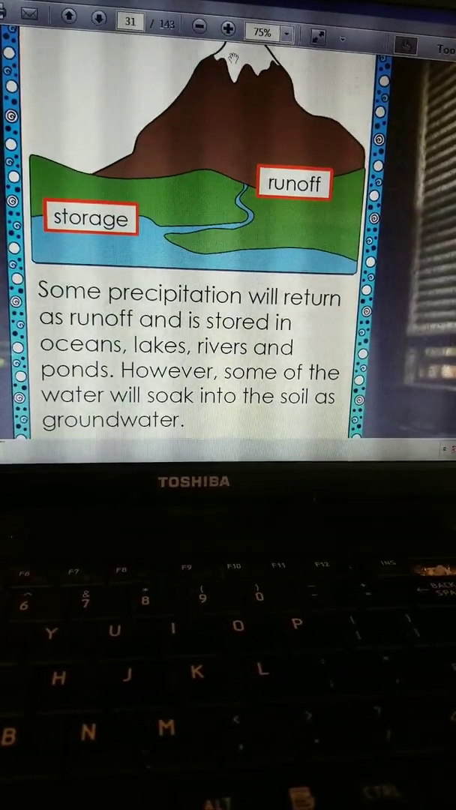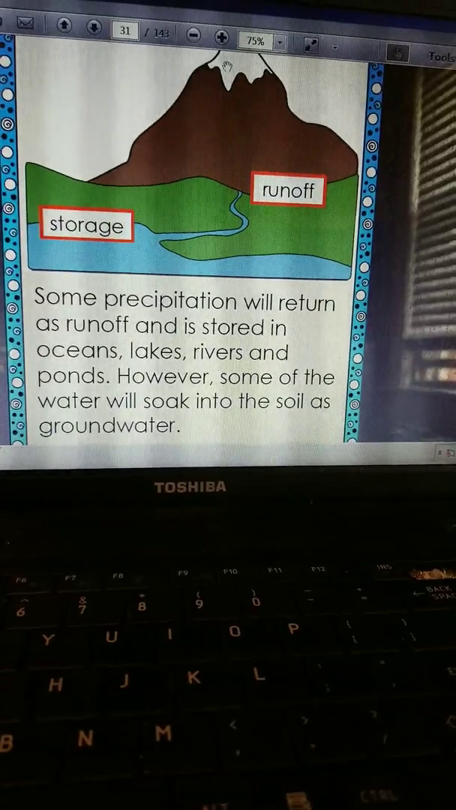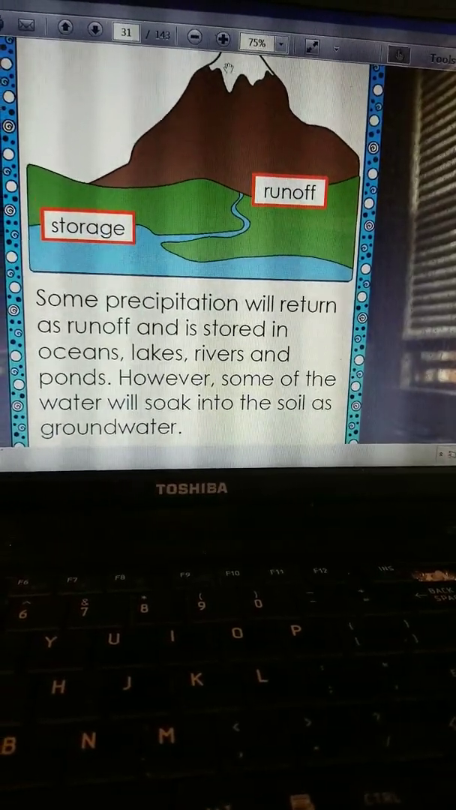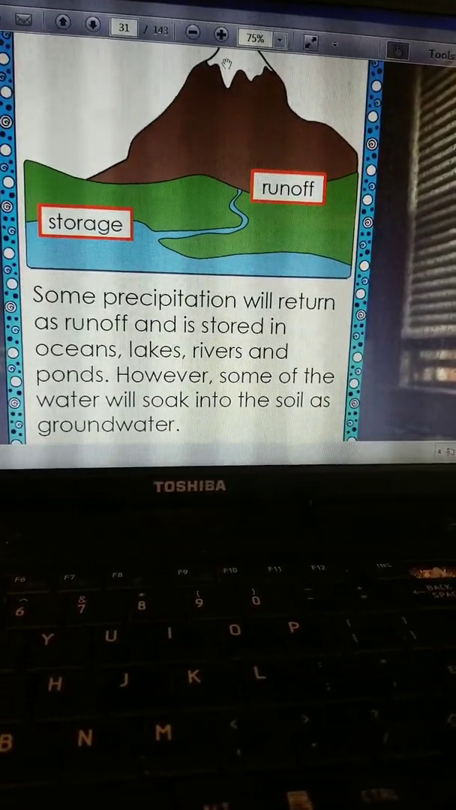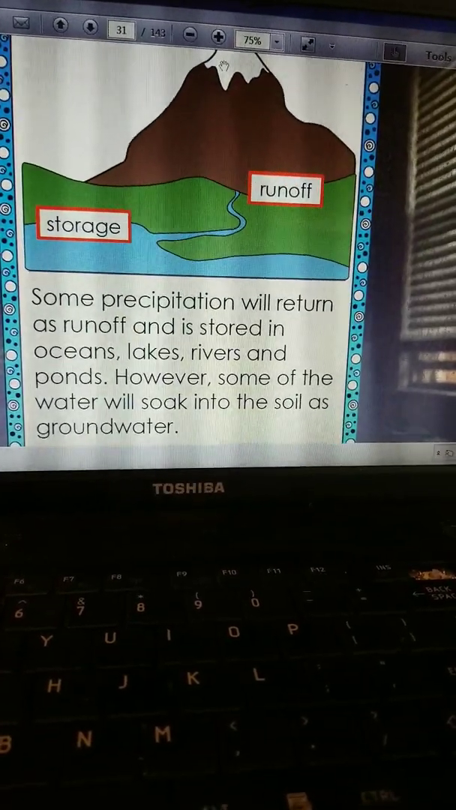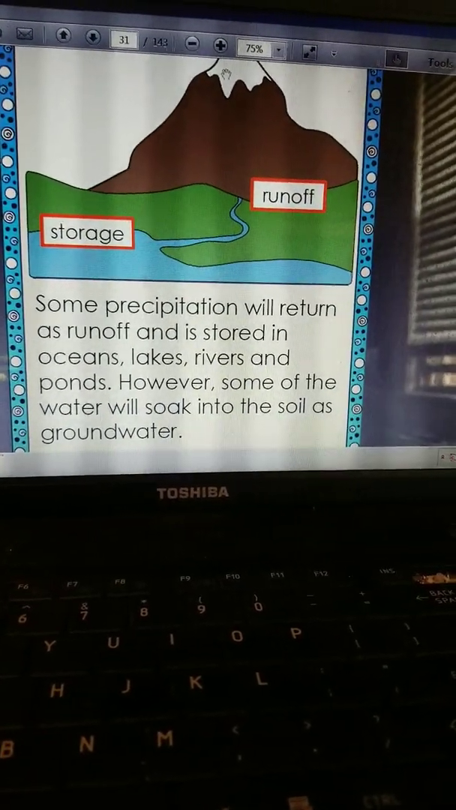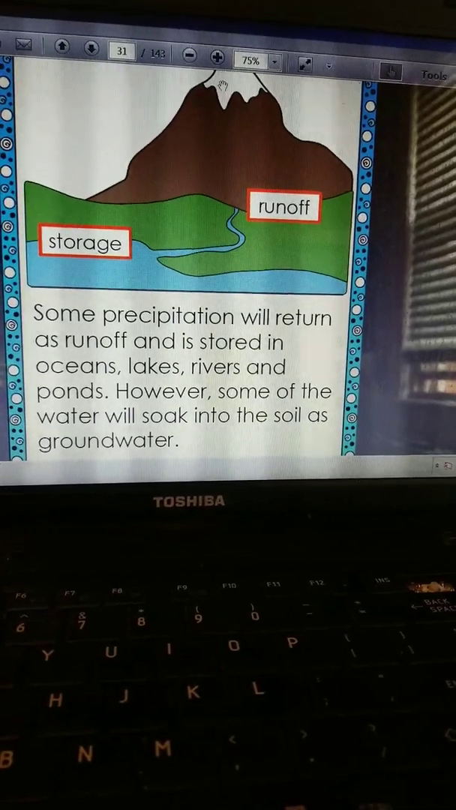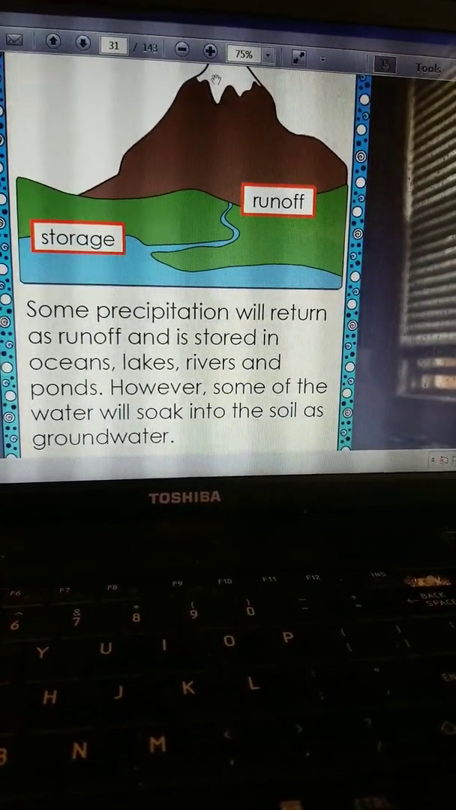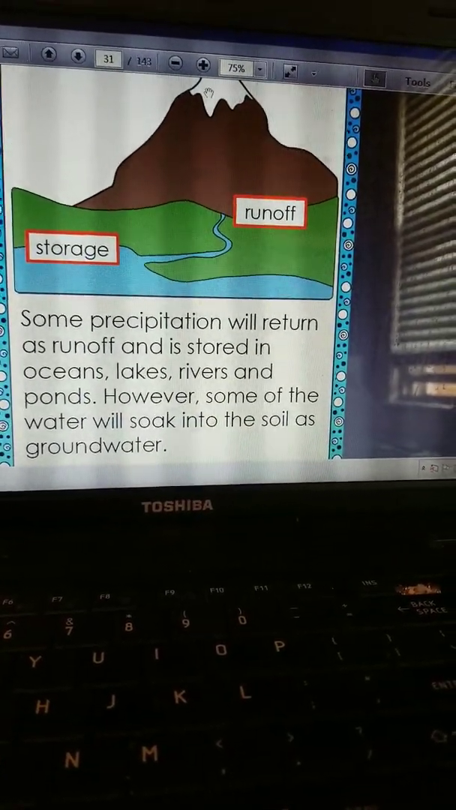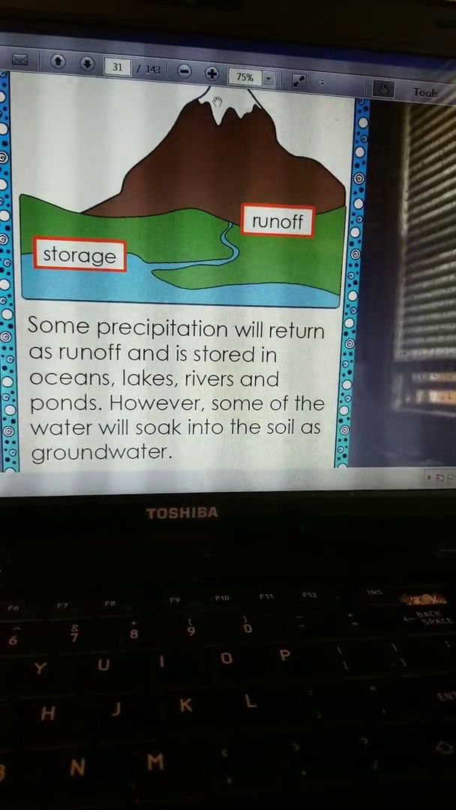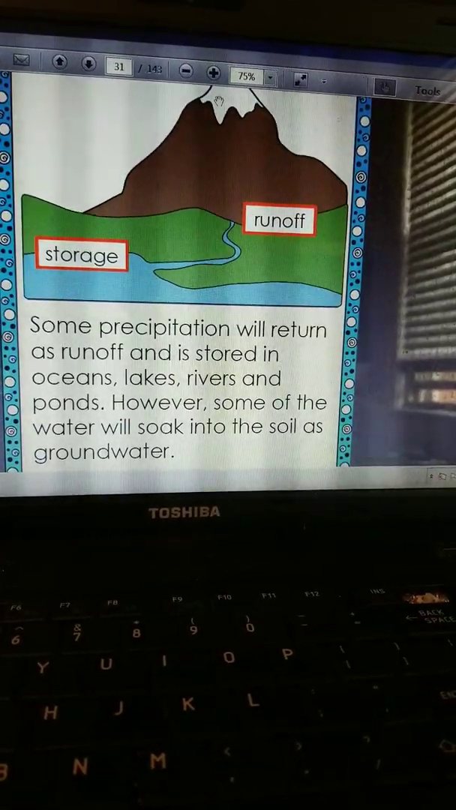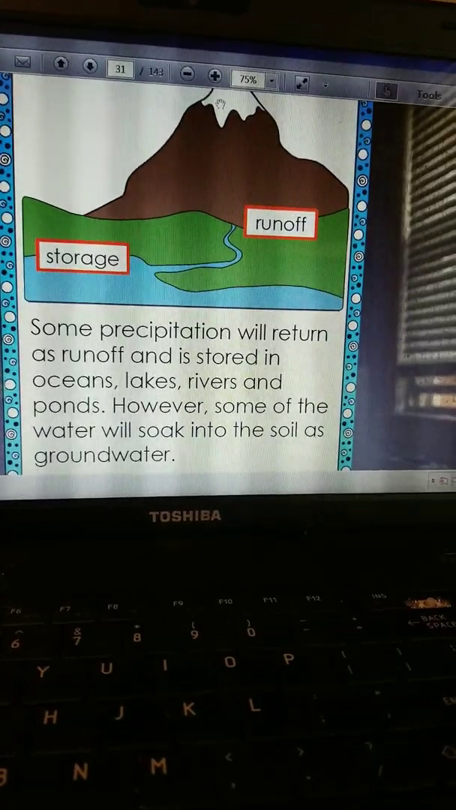Some precipitation will return as runoff and is stored in oceans, lakes, rivers, and ponds. However, some of the water will soak into the soil as groundwater. So as that rain falls down, some of it is collected again in the rivers and lakes and oceans. Some of it falls into the ground and gets soaked in by the ground, but the water always finds a place to go. Okay, those are the options it has once it gets to the ground.